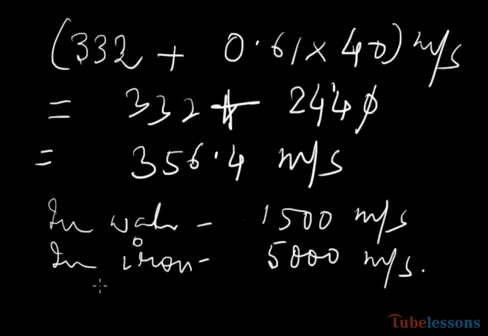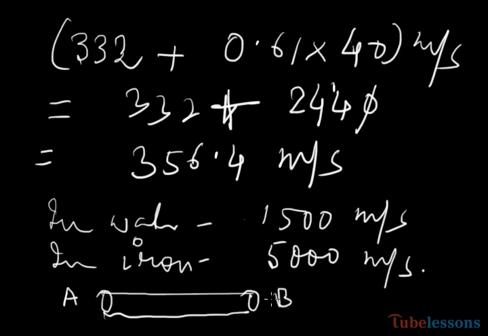And if you take a certain long tube, it will be better a hollow iron pipe, in this manner, and at one side A makes a sound, and at another side B hears the sound two times. Initially he hears the sound, and after some time he hears the same sound. The same sound is repeated.